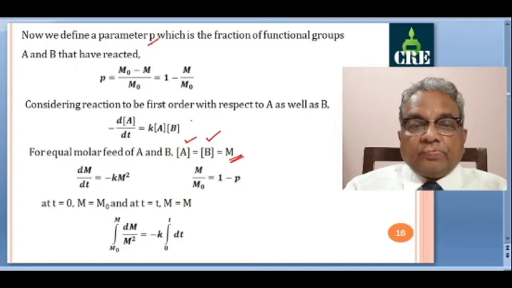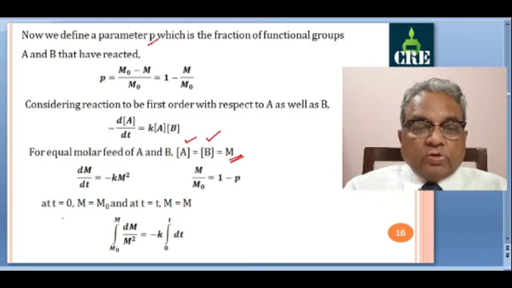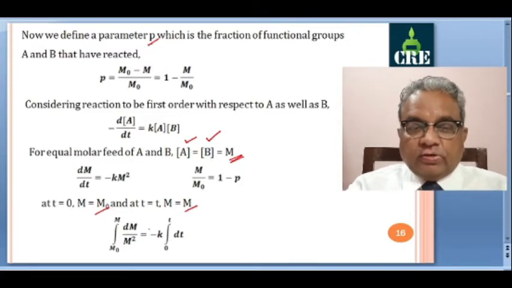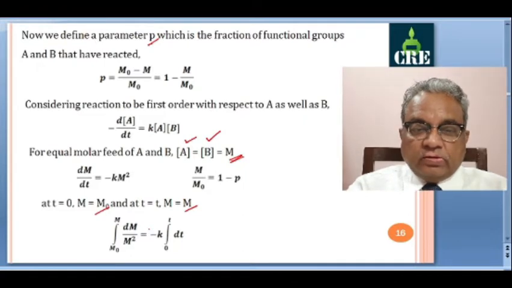Okay, and this M by M0 can be written as 1 minus P. So at t is equal to 0, M is equal to M0, and at t is equal to t, M is equal to M. So we'll solve this differential equation. Integral from M0 to M of dM by M square is equal to minus K times integral from 0 to t of dt. On the right hand side, integral from 0 to t of dt is t.